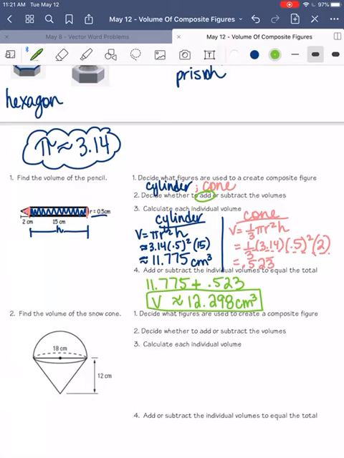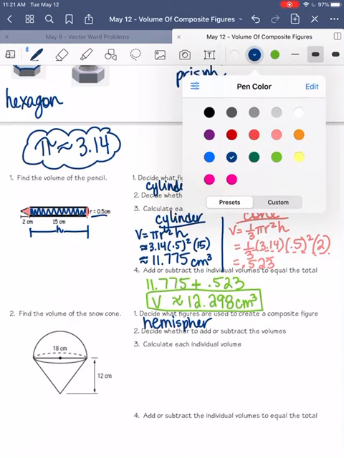So we are going to pretend that this is just a hemisphere, okay? So we're going to do hemisphere and then a cone.